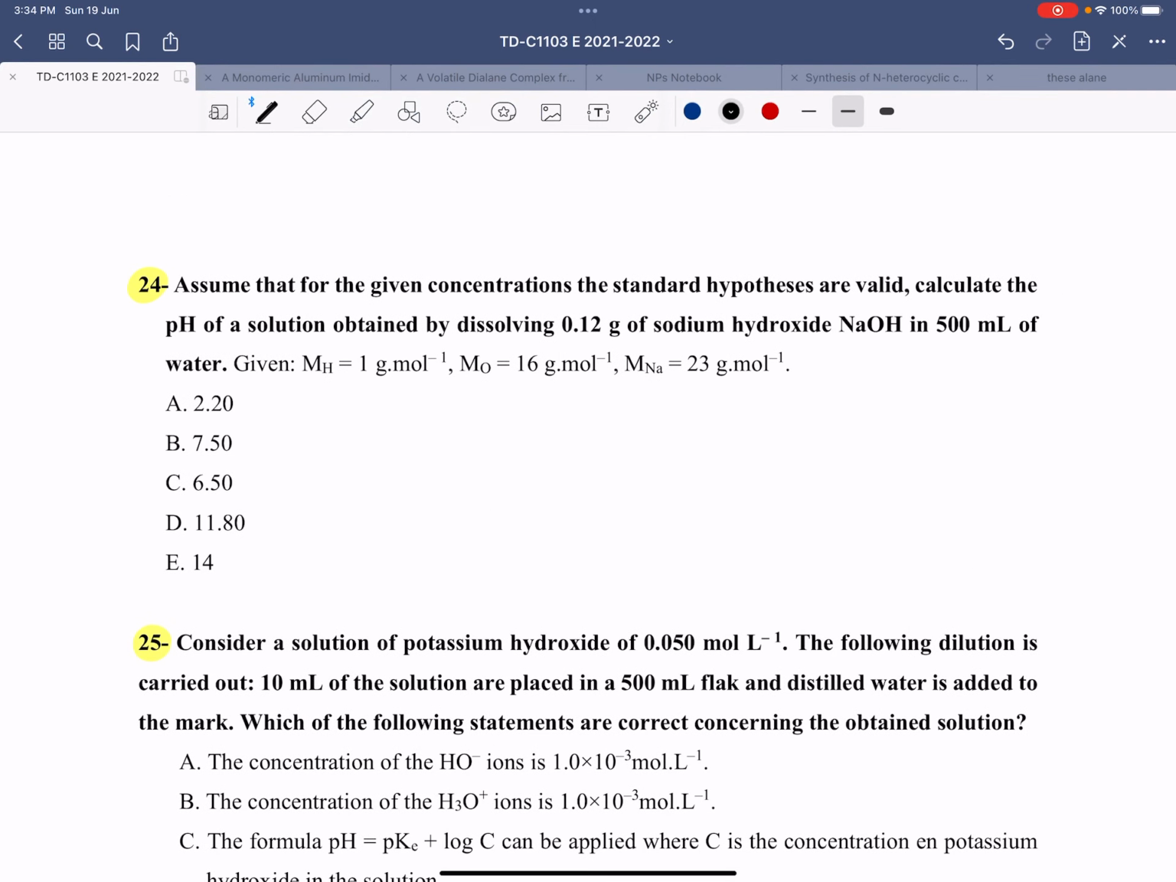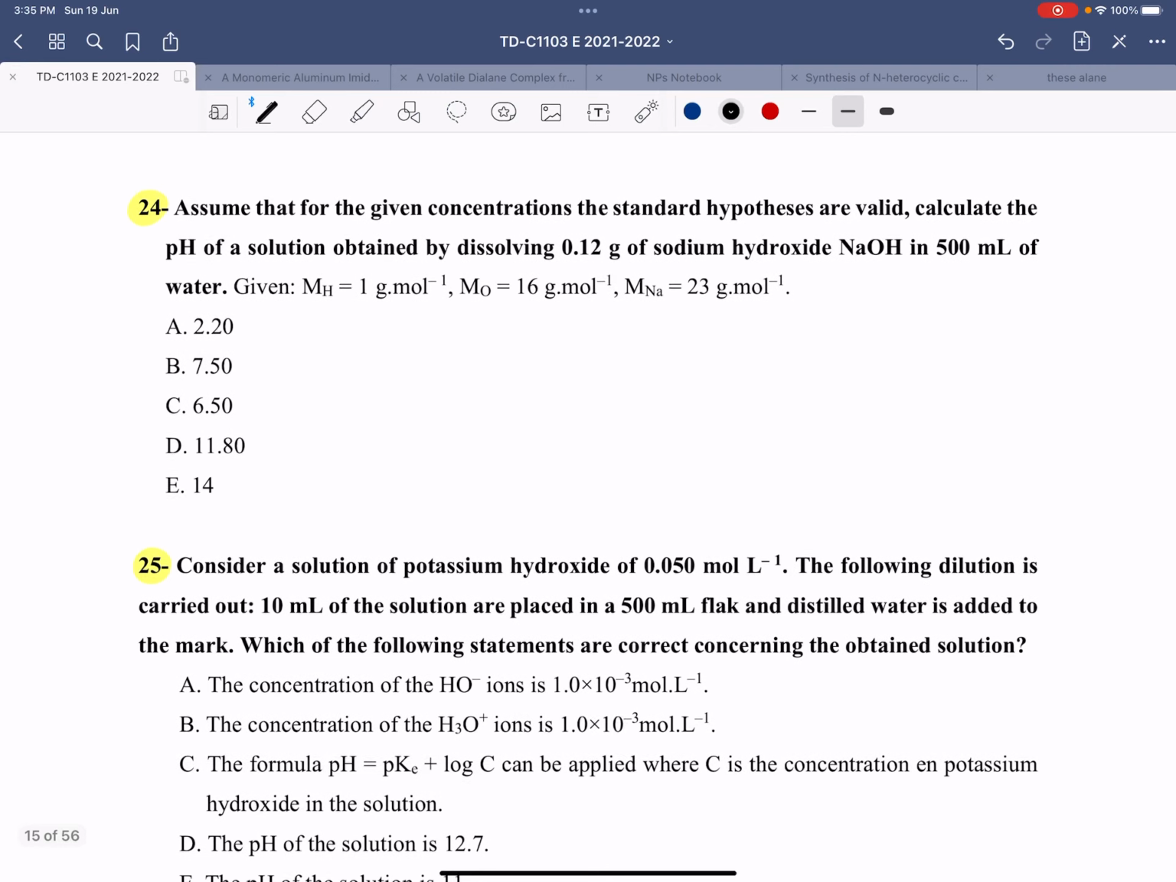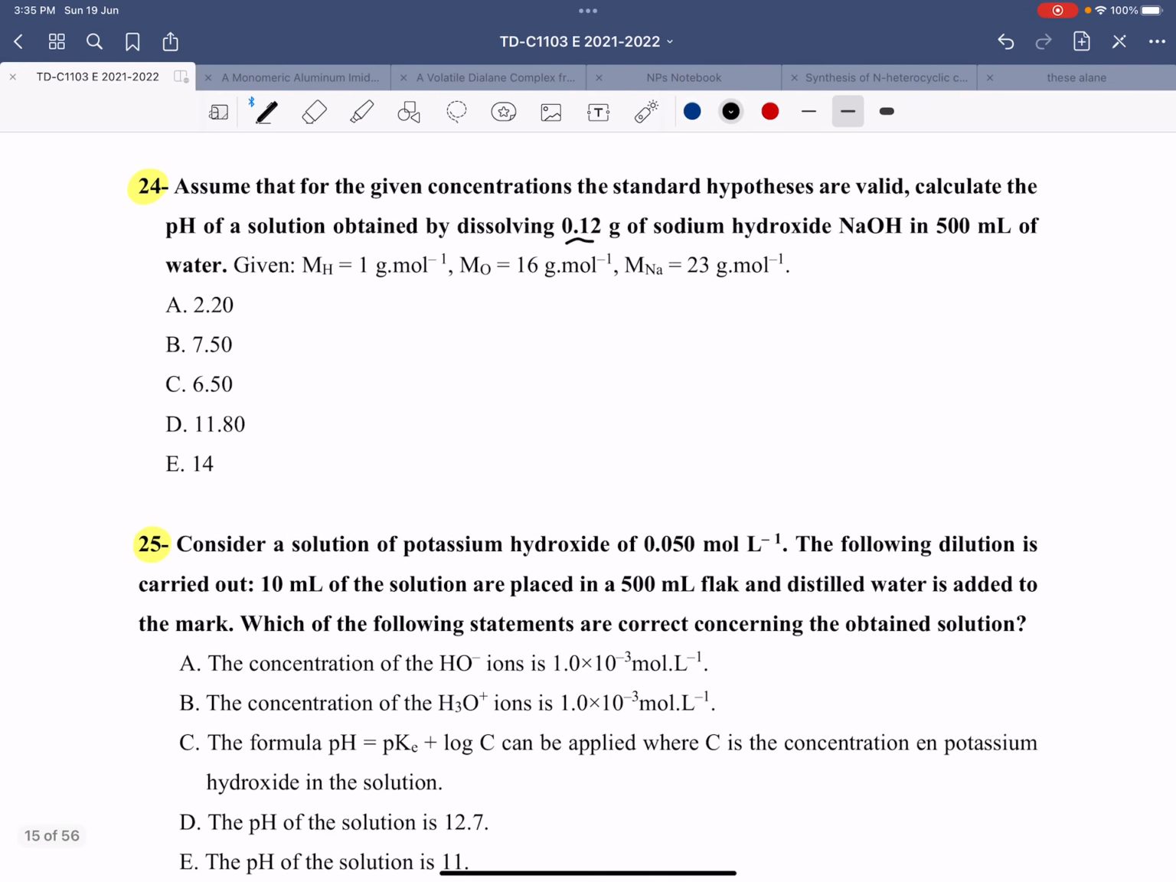Number 24. Assume that for the given concentrations, the standard hypotheses are valid. Calculate the pH of a solution obtained by dissolving 0.12 grams of sodium hydroxide. First thing, let's write it. Sodium hydroxide is NaOH in 500 ml of H2O.